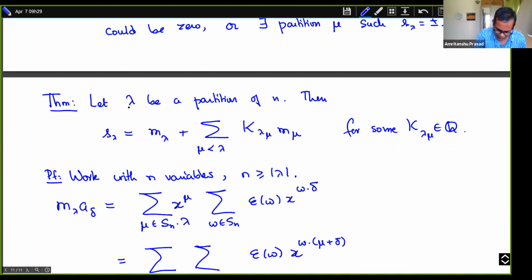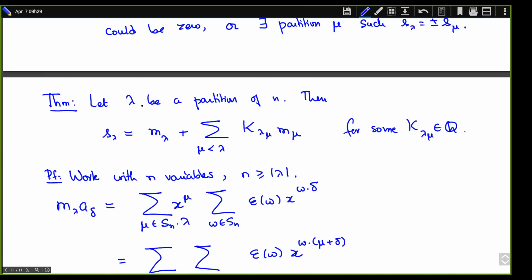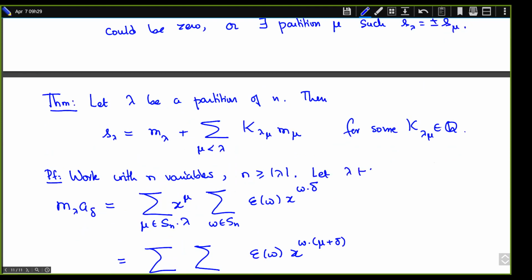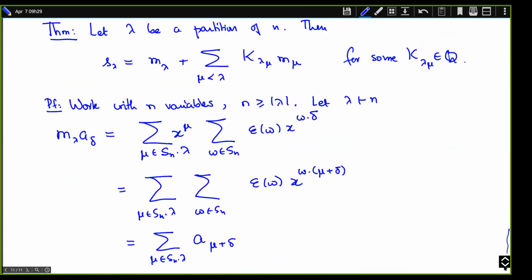So yeah, it says so. Sorry, lambda is... but it's not clear. So I should say, let lambda be a partition. And just because you're appealing to something that you stated before this theorem where you declared lambda.